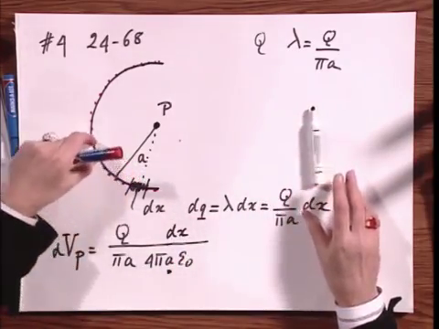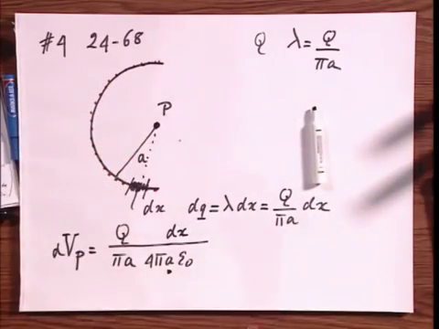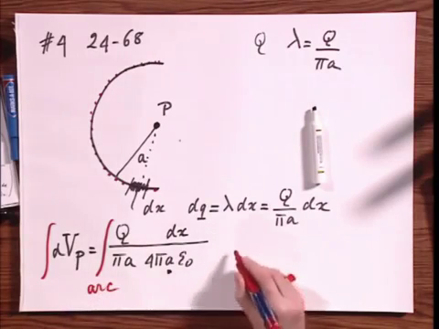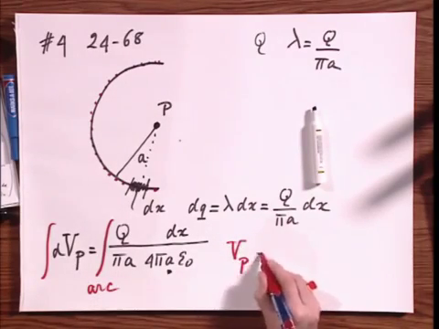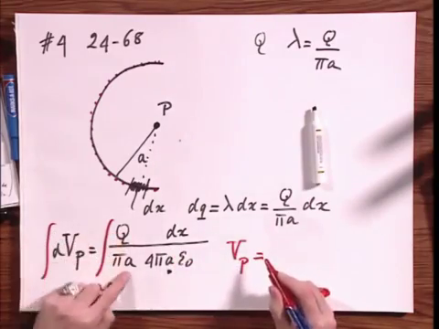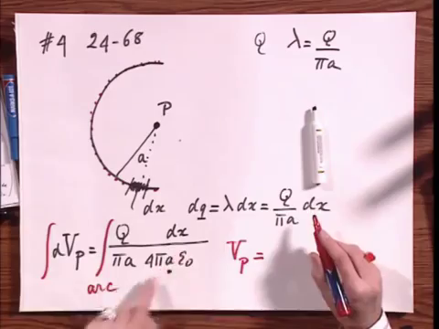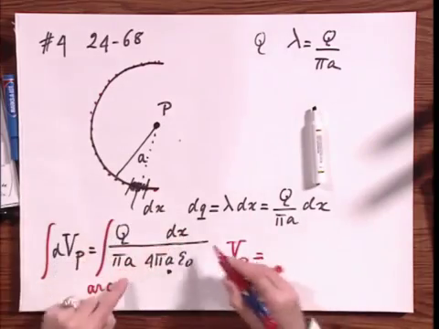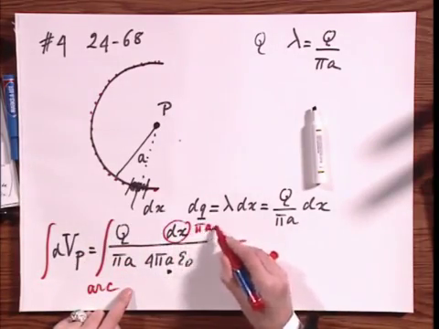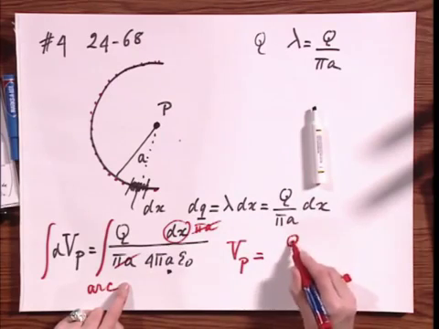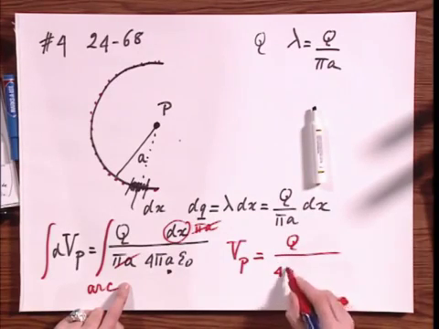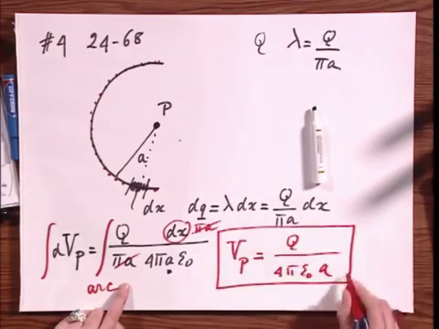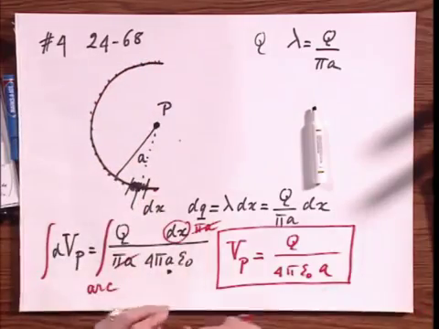But now I have to add all these elements dx. So that makes it easy. So I do an integral. And the integral has to be done along the arc. And that would give me then that VP is Q divided by pi A divided by this, times the integral along the arc of dx. But the integral along the arc of dx itself is pi A. So I lose the pi A, and so I get Q divided by 4 pi epsilon 0 times A. That would be the potential at this point P due to this half arc.